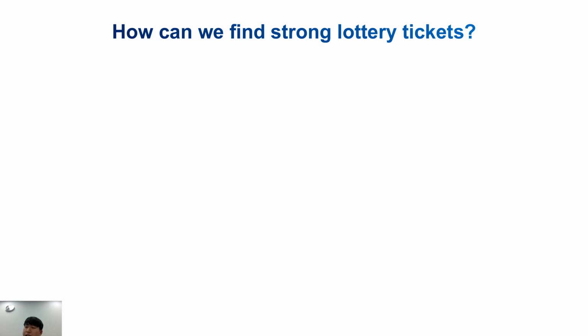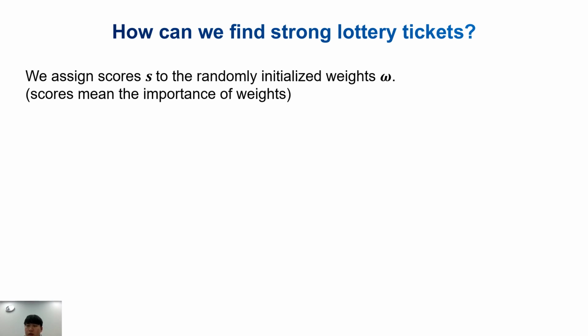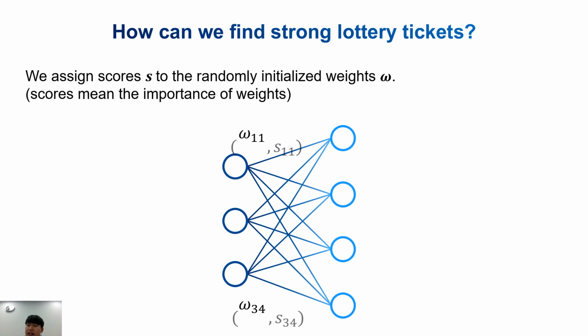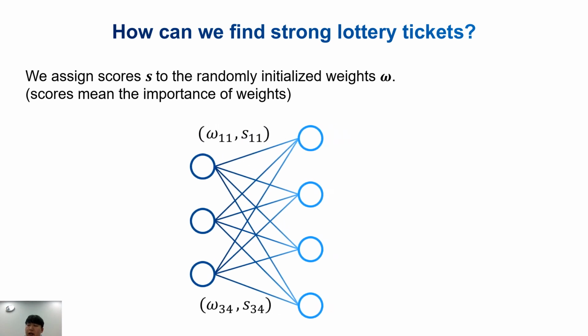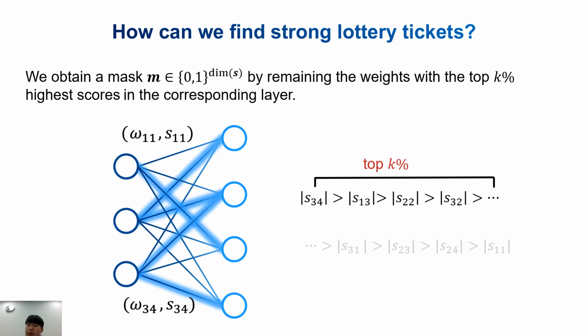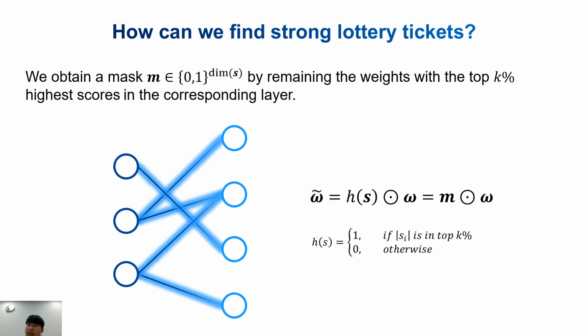One way to solve this problem is edge-pivot algorithm, which consists of two steps. First, we assign scores s to the randomly initialized weight omega. In this algorithm, scores mean the importance of weights. Next, we obtain a mask M by remaining the weights with the top K% highest score in the corresponding layer. And then we can obtain a sparse subnetwork by performing an element-wise multiplication between a mask and weight.